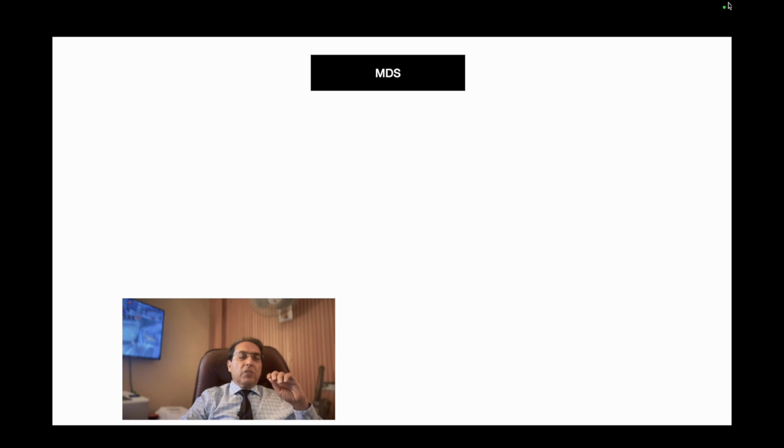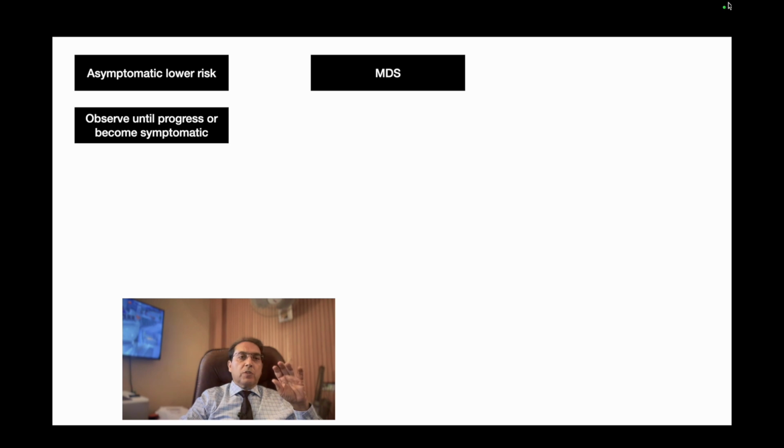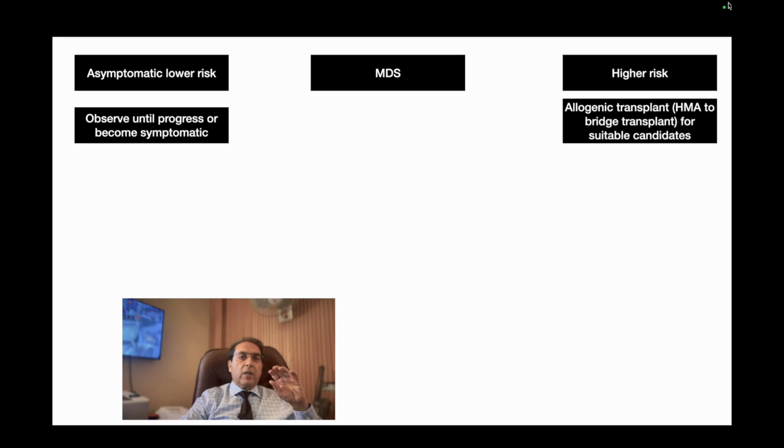So when we are planning treatment of these patients, we treat according to the risk groups. If the patient is asymptomatic low risk group, we just observe until it progresses or patient becomes symptomatic. If the patient is high risk and the patient is candidate for transplant, allogeneic transplant may be offered. HMA may be used to bridge the gap between the diagnosis of the disease and transplant. For patients who are not suitable for transplant, HMA may be used until disease progression or intolerance.